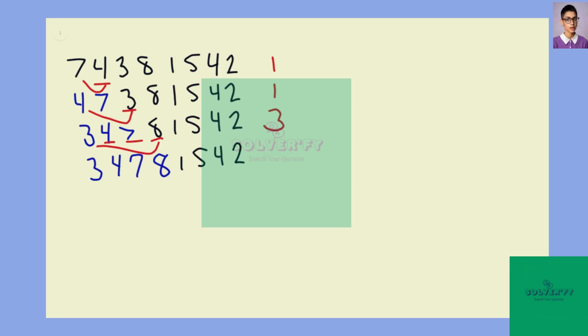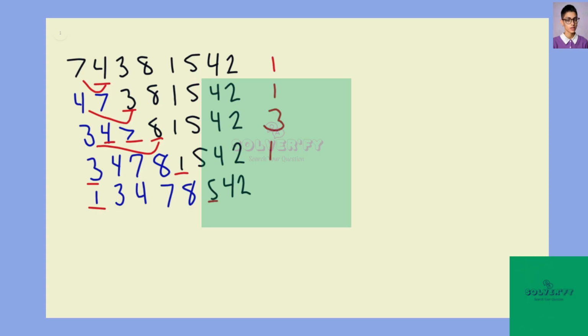And then we'll do the same thing. So is 1 greater than 3? The answer is no. So that gives us one comparison, and we can put the 1 there. So we get 1, 3, 4, 7, 8, and 5, 4, 2 left.